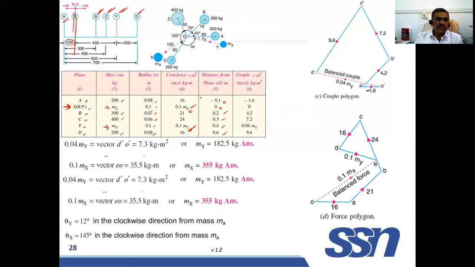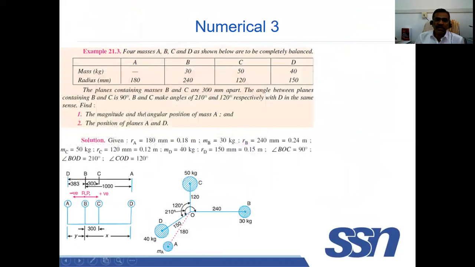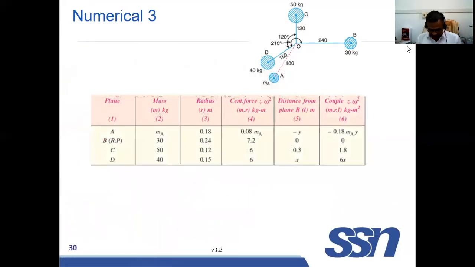All the values you substitute. Now you multiply column 4 and 5, that is MRL, which is the couple. Since the distance value for X is 0, this will become 0. Now the only unknown is MY. Now you can draw the couple polygon first, right?